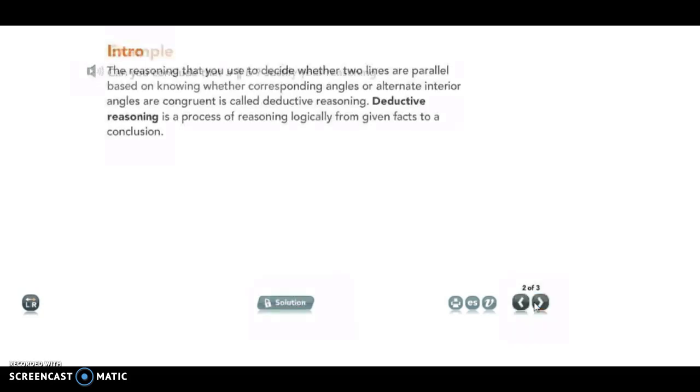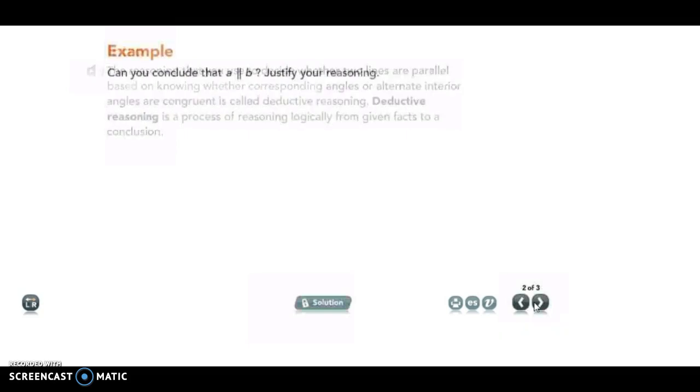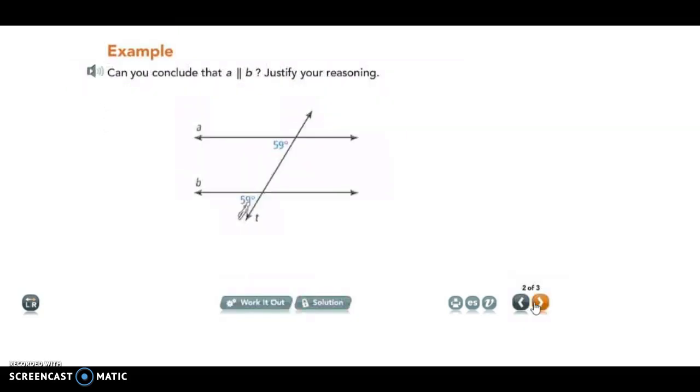We want to know, is A parallel to B? And they want us to justify our answer. So go ahead and look at it, see what your thoughts are. Pause the video.